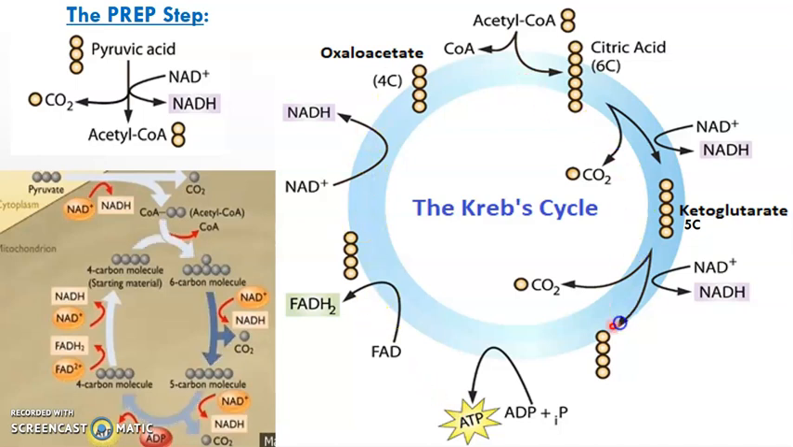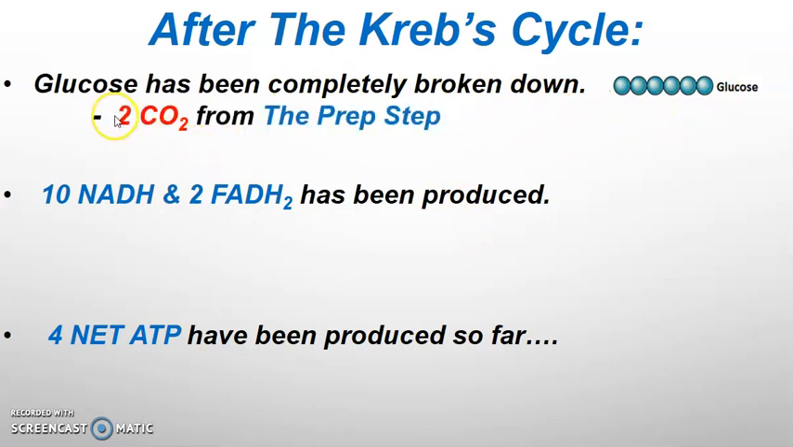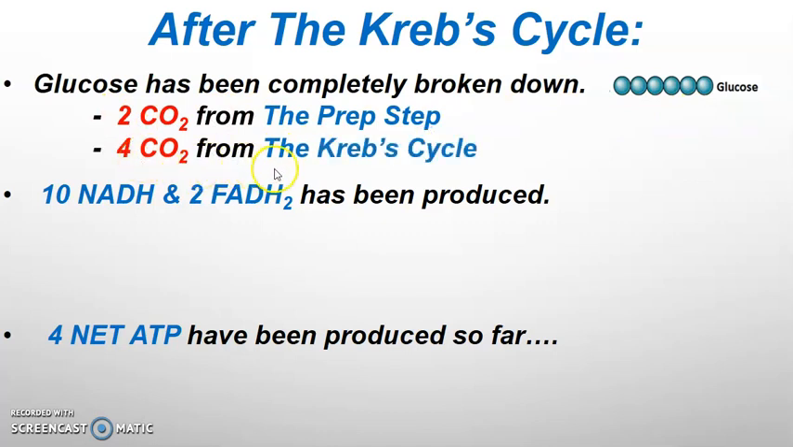And after this point, again, glucose has been officially destroyed completely. You would have released 4 CO2s total from 2 turns of the Krebs, and 2 CO2s from 2 prep steps, and those are the 6 carbon dioxides that came from glucose initially. So in conclusion, after the Krebs cycle, glucose, the 6-carbon molecule, has been completely broken down. 2 CO2s from 2 turns of the prep step, 4 CO2s from 2 turns of the Krebs.